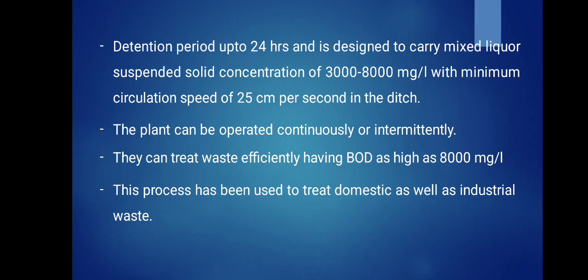This process is used to treat both domestic as well as industrial wastewater. What is the difference between domestic wastewater and industrial wastewater? Domestic wastewater includes the wastewater from the kitchen, bathroom, like that. Industrial waste means the wastewater from the industries. And the oxidation ditch process is used to treat both domestic wastewater as well as industrial wastewater.